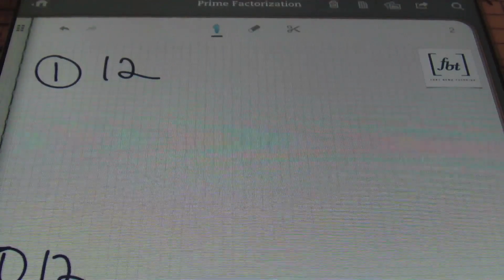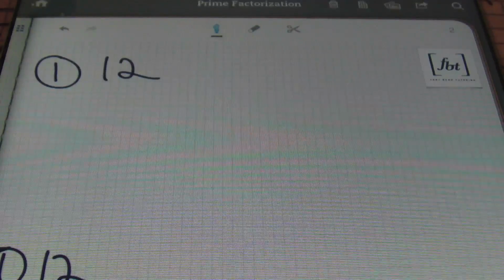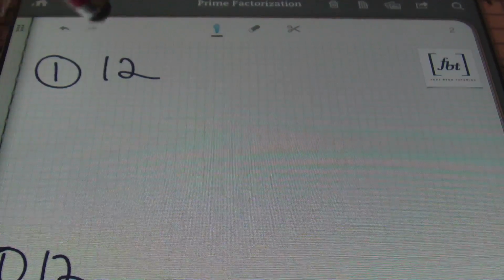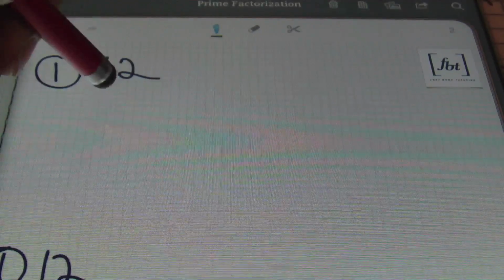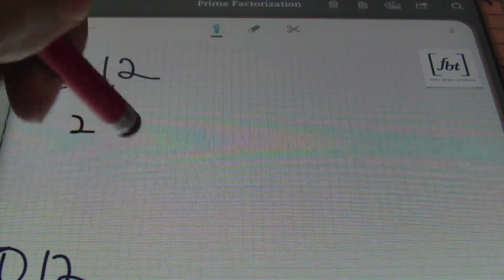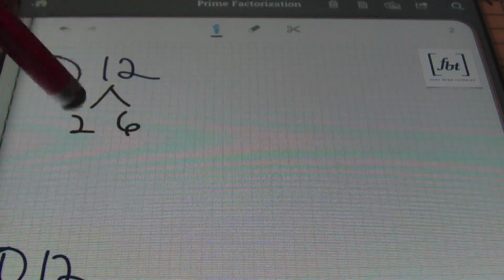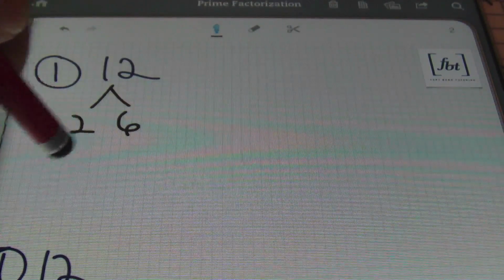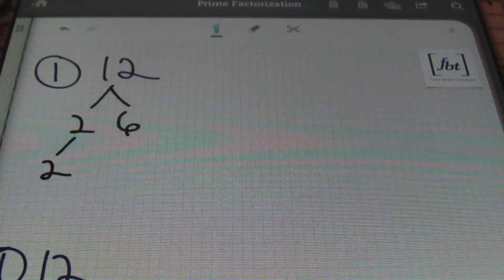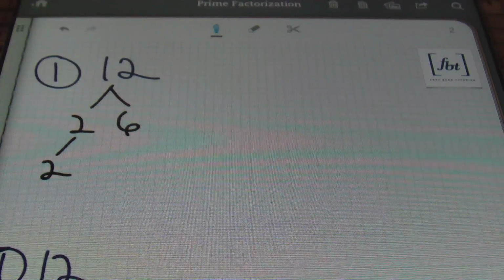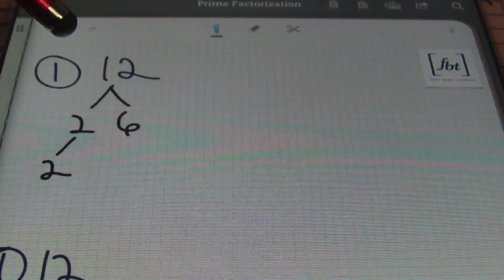Problem number 1, I have 12. So first of all, you want to think of 2 numbers, not including 1, that'll multiply to give us 12. Well, I know that 2 times 6 will give me 12. And since 2 is a prime number, you're just going to bring that down. So anytime you get a factor here that's a prime number, just bring it on down, branch out from there.